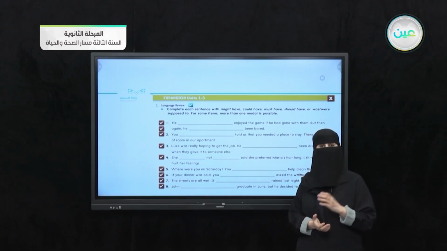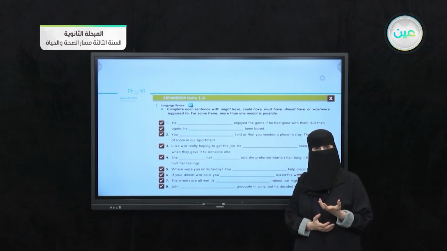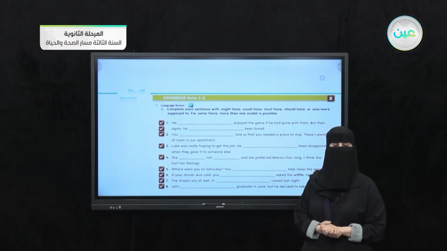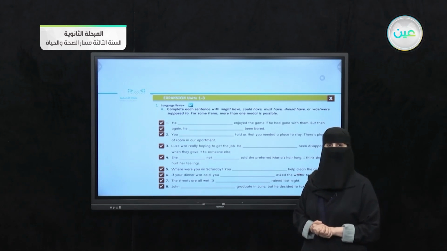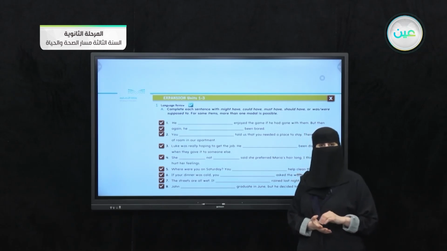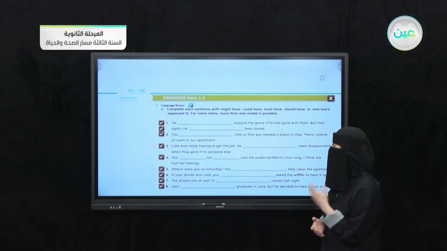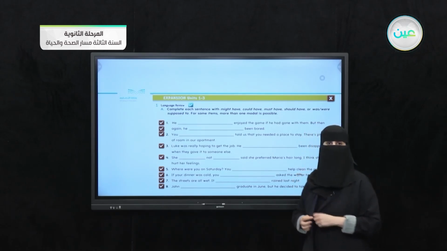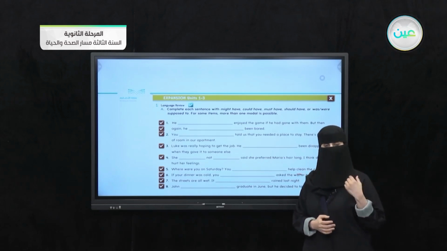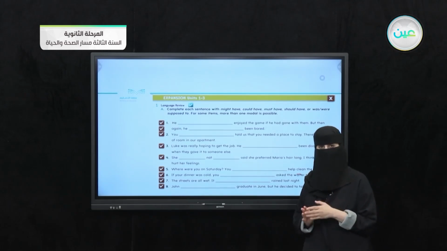I want to remind you about the structure of it and how I can use it with these sentences, to fill the space inside the sentence. So past modals such as might have, may have, should have, must have, and were or was supposed to are used in the past. So the structure of it is past modals plus past participle.